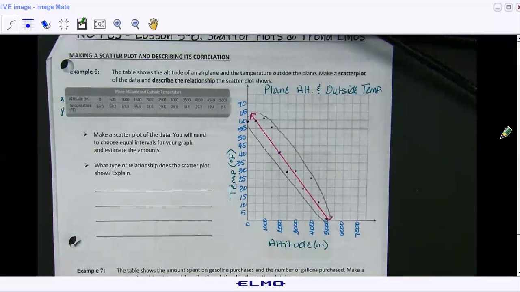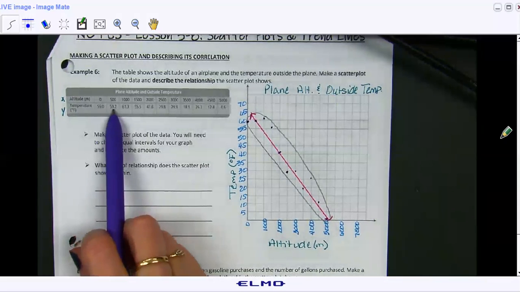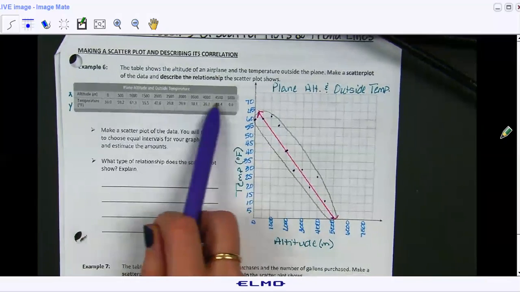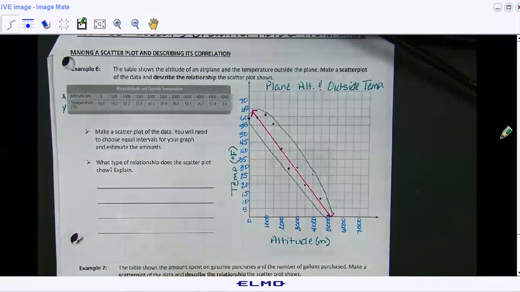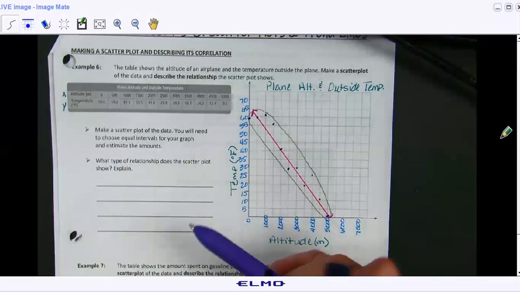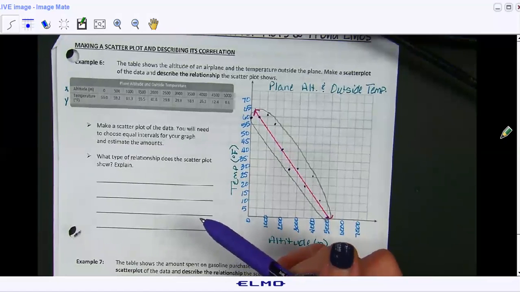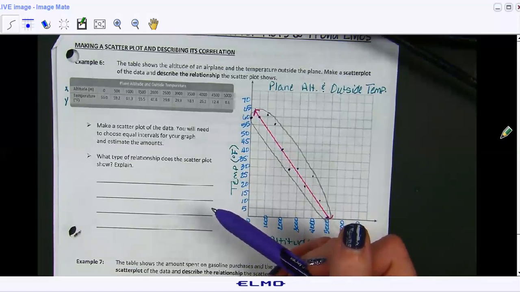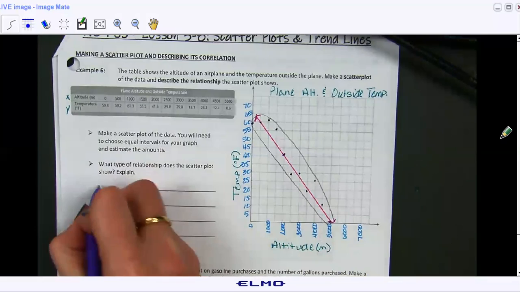So in looking, Ali was right, or some of you were right. At first, the temperature gets higher, but then eventually when you get higher, out of the stratosphere, then it starts to get lower. It is a highly negative relationship. So I'm just going to put negative.